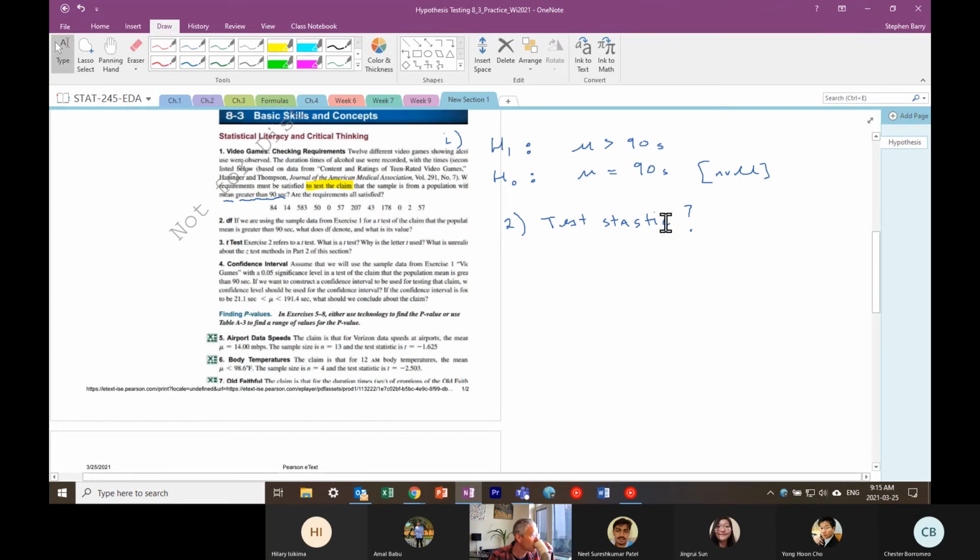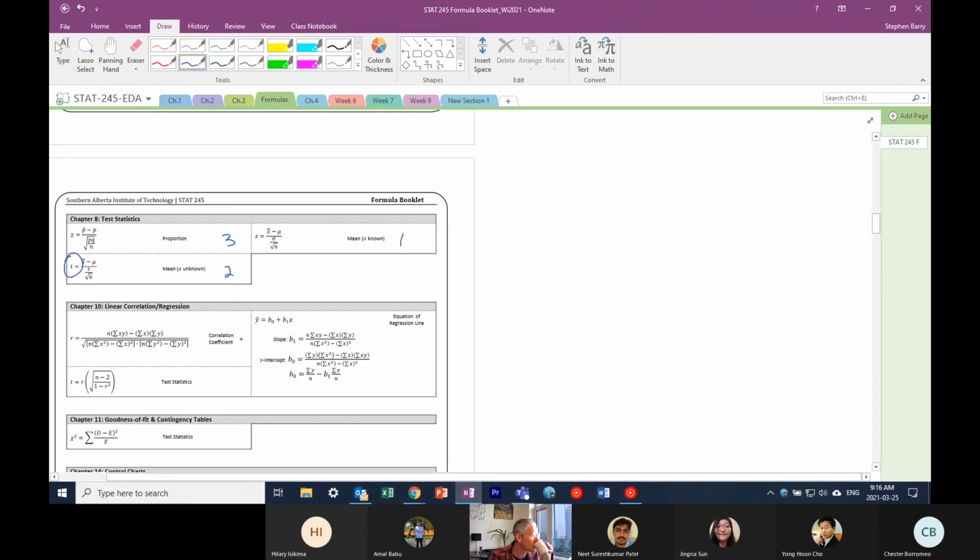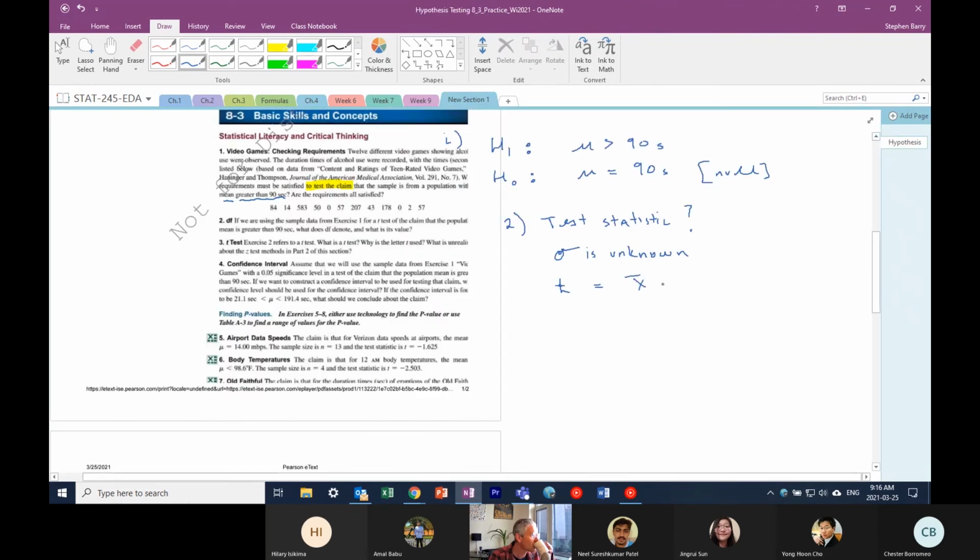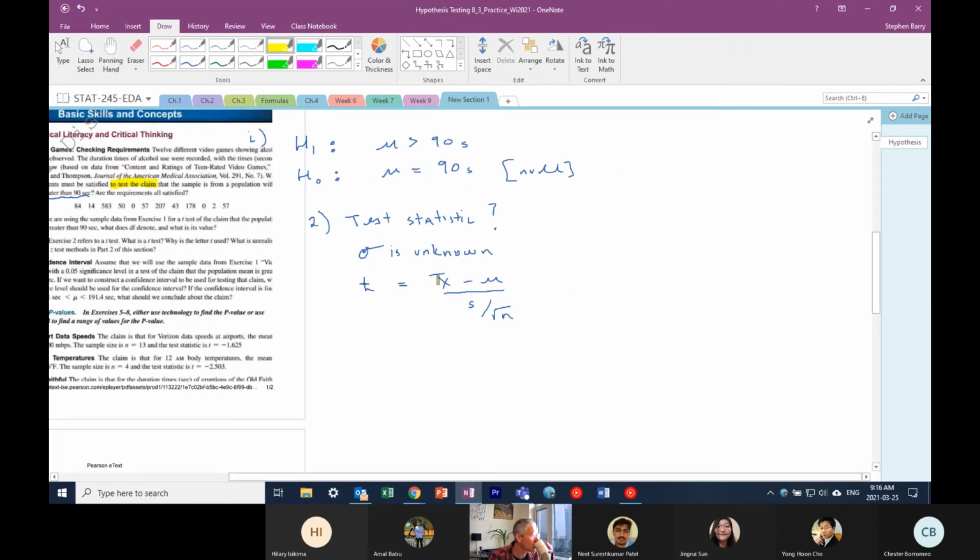Maybe I should spell statistic properly. So in this case, because this is unknown, we are going to use t equals... it's basically the same equation as the central limit theorem z-score. But we're going to calculate these two using Excel, or your calculator, but let's use Excel because that's more exciting.